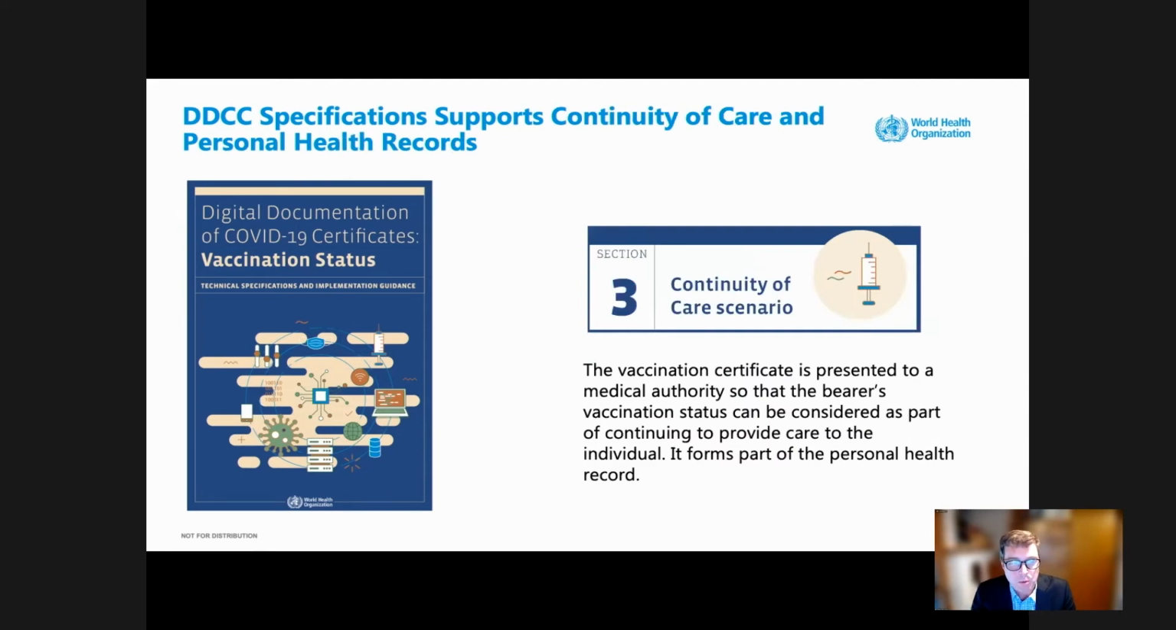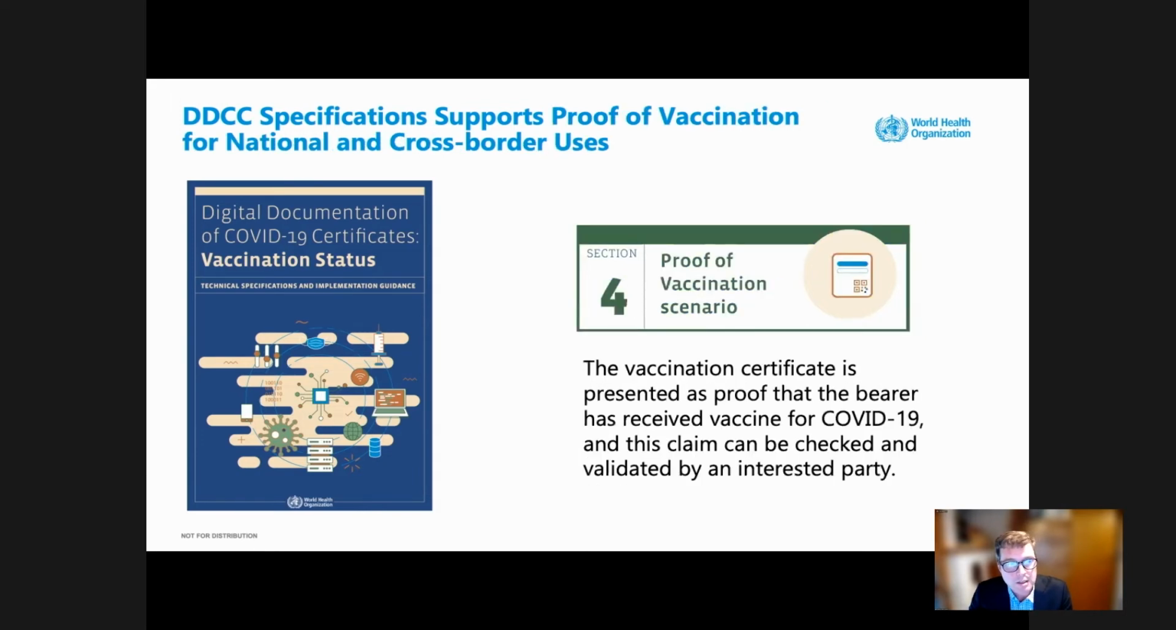We recognize that there were these two scenarios of use, the continuity of care that helps ensure that an individual has a record of their vaccination and that they're able to come back in time for potentially a second vaccination, or at least to have a record for themselves, that it forms part of a personal health record as a medical document. And then also the proof of vaccination scenario.